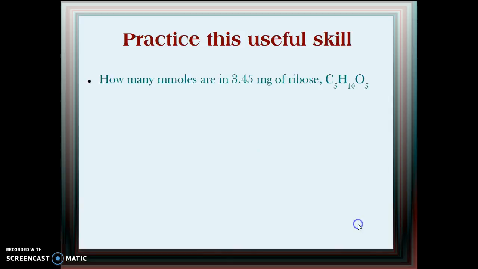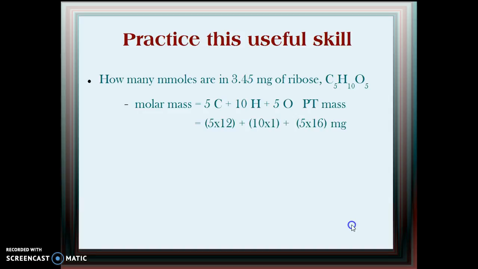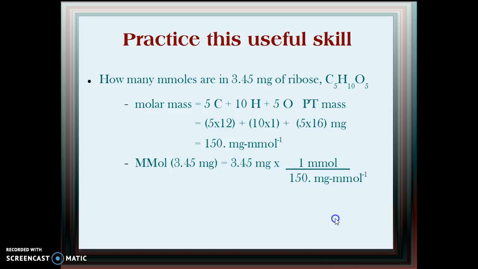Let's try again. How many millimoles are in 3.45 milligrams of ribose, C5H10O5? Molar mass, of course, you need 5 carbons, 10 hydrogens, and 5 oxygens from the periodic table. 5 times 12 plus 10 times 1 plus 5 times 16, now expressed in milligrams. We multiply and add and we get 150 milligrams per millimole.